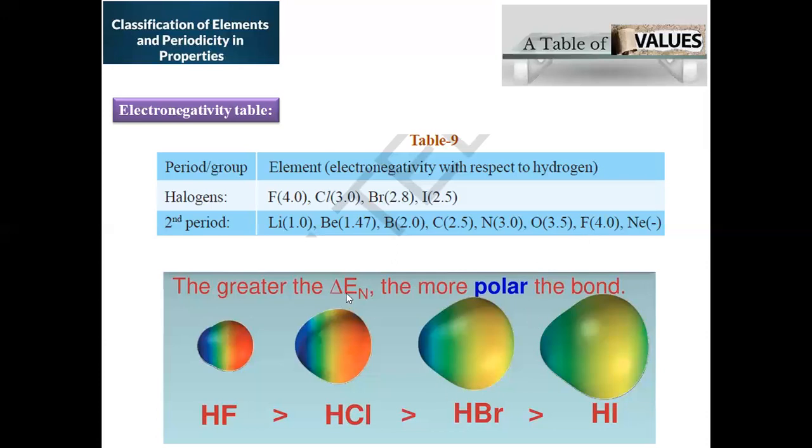Now let us see how electronegativity values impact the polarity of the bond. The higher the electronegativity, the greater the polarity of the bond. Obviously, fluorine with a higher electronegativity value makes HF more polar in nature, with a positive pole and a negative pole: hydrogen with a positive charge, fluorine with a negative charge.